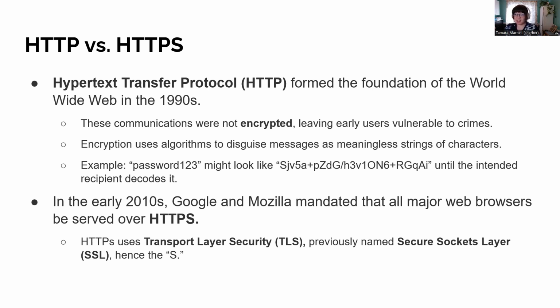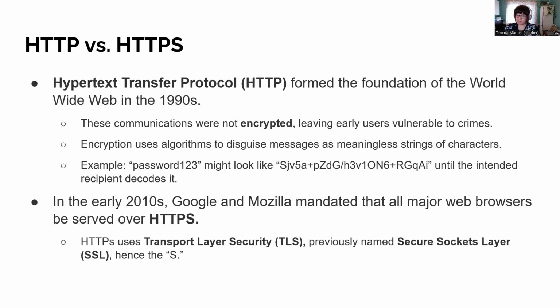So in the early days, if you were typing a password to get into your banking system, if that was not encrypted, somebody could get that and then they would know your password. They would know your account number, whatever else was being exchanged. And that's left people vulnerable to crimes, as you can imagine.